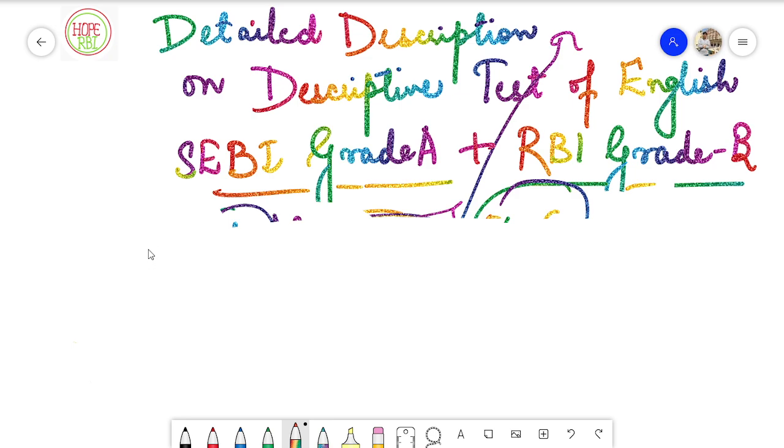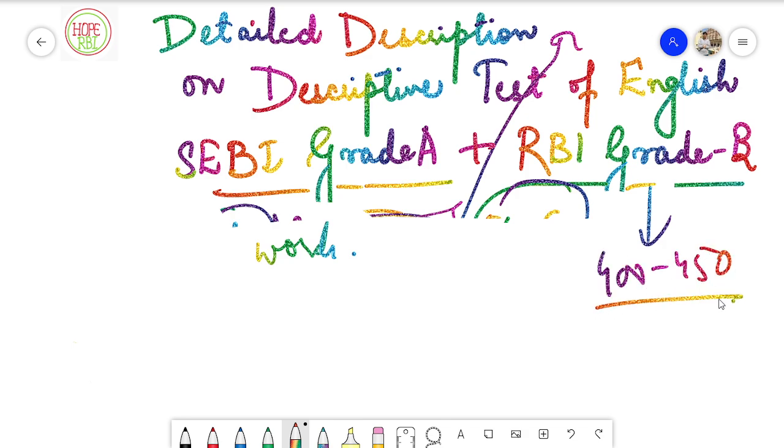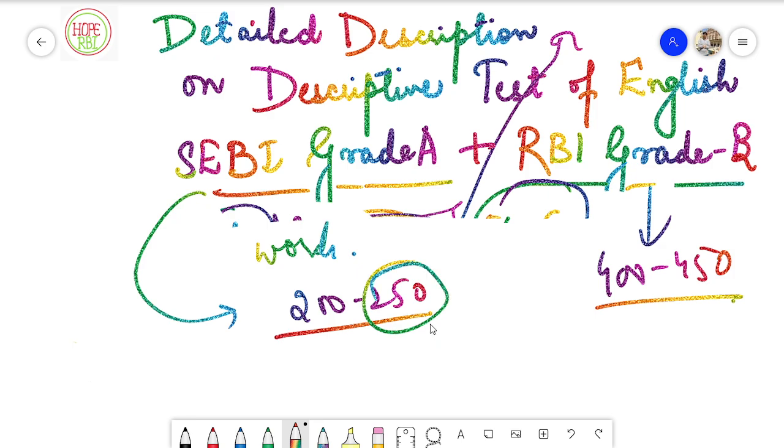Another query that I received was regarding the word limit. Generally, RBI asks essays to be written in 400 to 450 words, whereas SEBI generally asks the essays to be written in 200 to 250 words. Last time the essay was asked to be written in 250 words. All of the details will be given in the information handout.